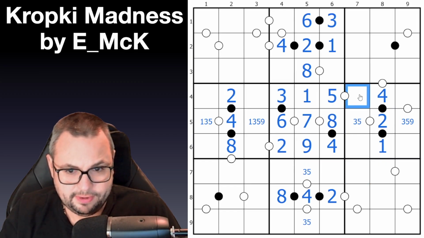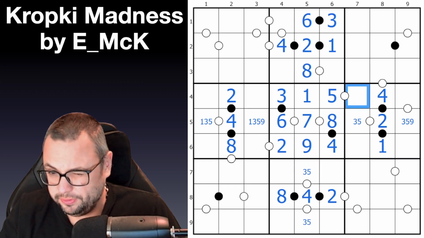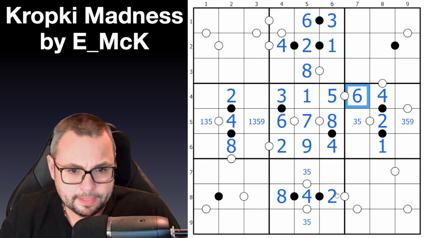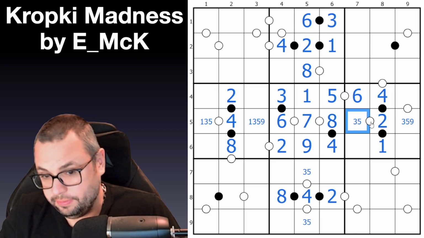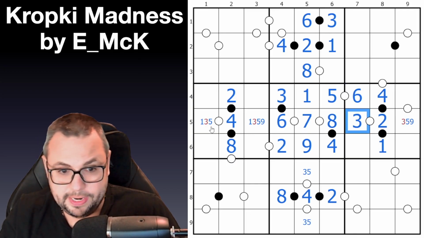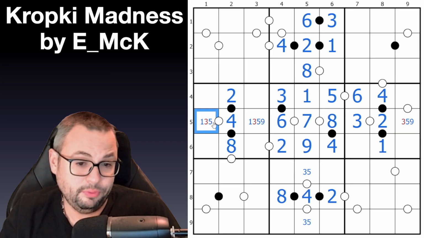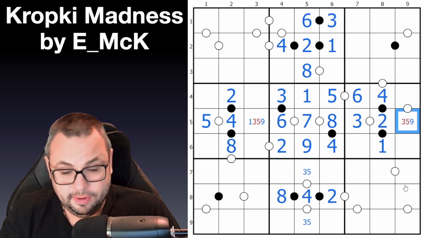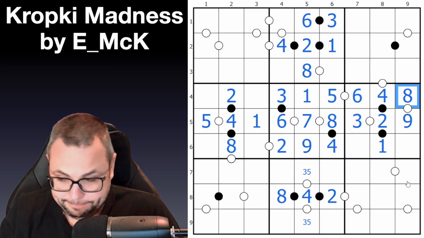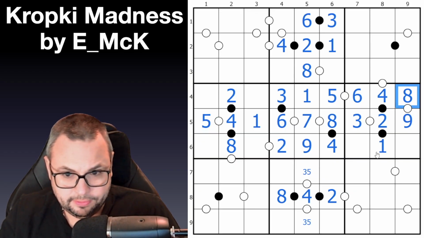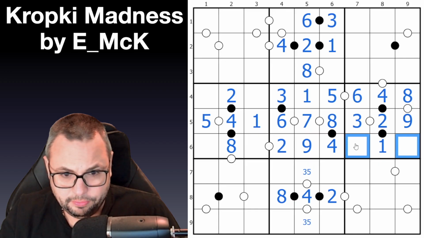Like this 5 dot into here can't be a 4, so it's got to be a 6. 2 is not consecutive with 5, so this had better be a 3. 4 is not consecutive with 1, so this had better be a 5. And now that's a 9 and a 1, making that an 8. Very nice. Okay, so what are these two digits?